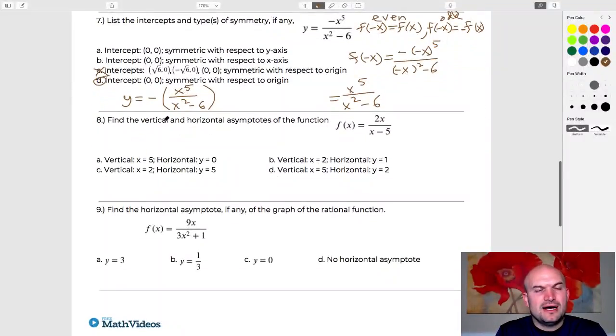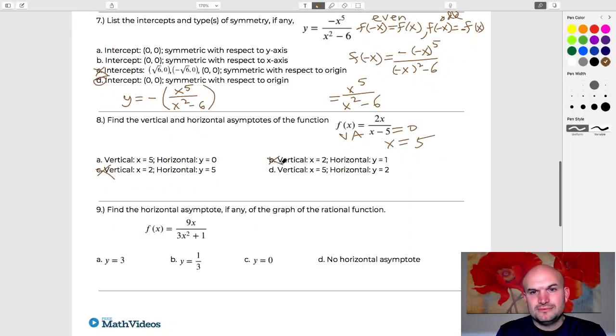For number 8, we're going to find the vertical and horizontal asymptotes. Remember, the vertical asymptotes are the values that make the denominator equal to 0. So you can say that's x is equal to 5. So immediately I'm looking for anything that does not say x equal 5. That one and that one.